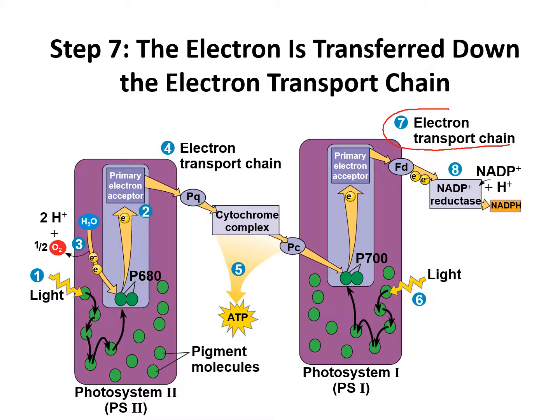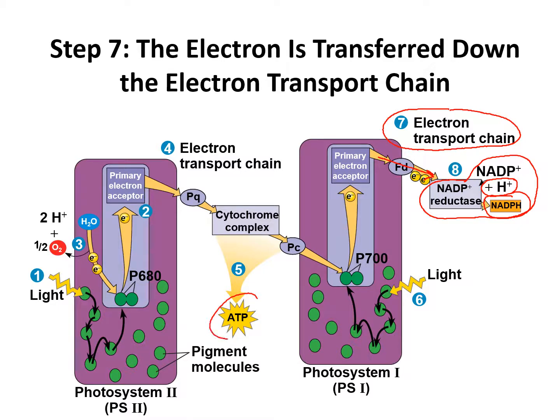electrons flow down another electron transport chain. This one does not pump protons, but it's similar to any other electron transport chain. Electrons flow through electron centers, and they flow to increasing reduction potentials. In this case, they flow to NADP+. And NADP+ reductase is the enzyme that actually takes the electrons and puts them on NADP+ to reduce it to NADPH. We need an extra proton as well, and we have our NADPH.